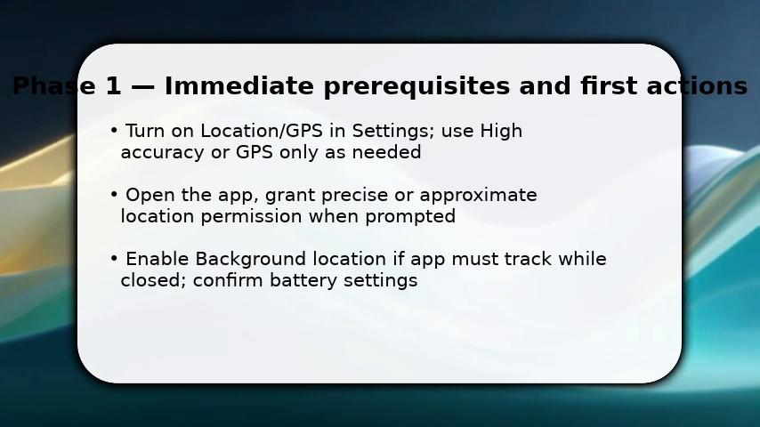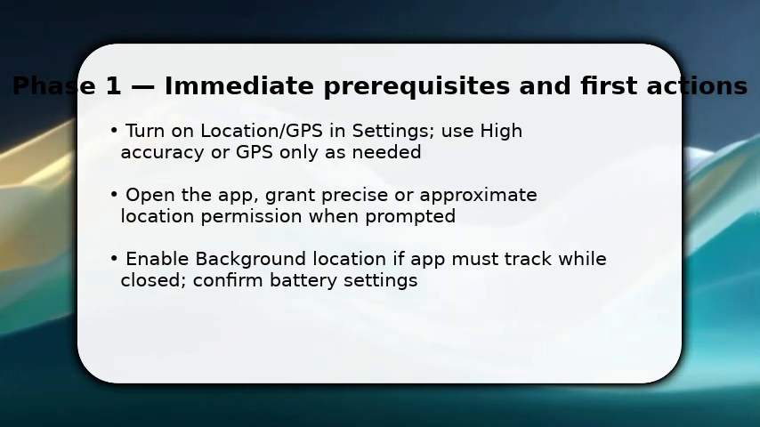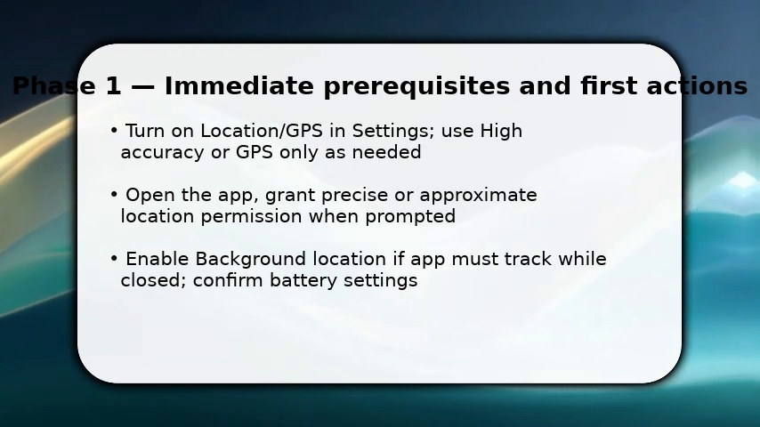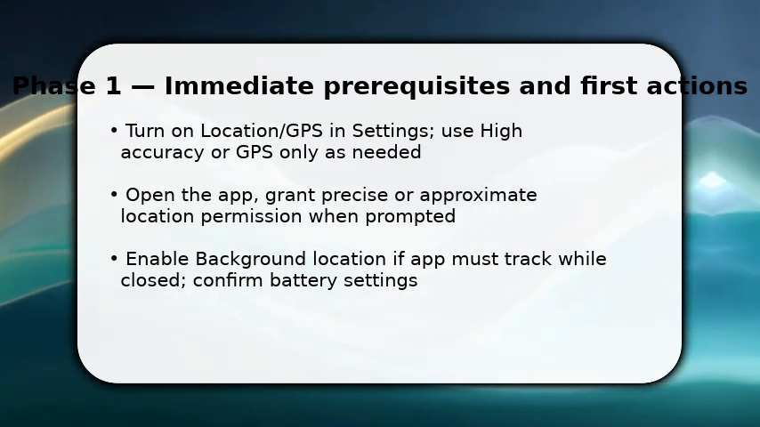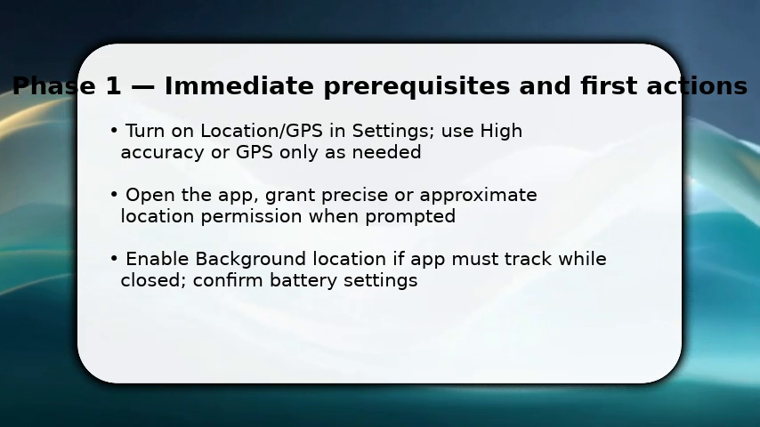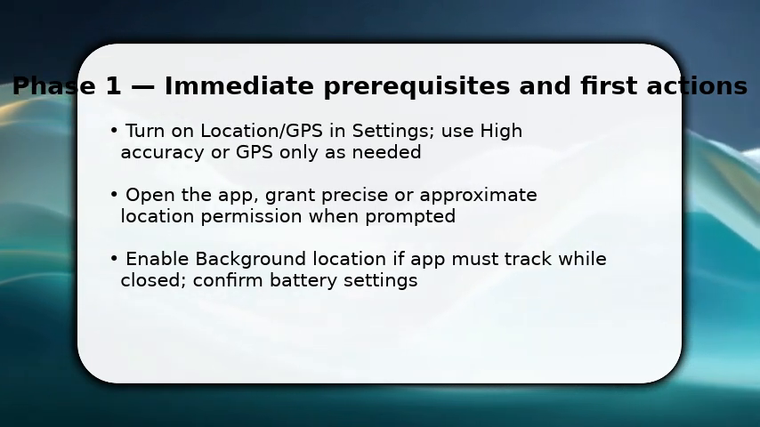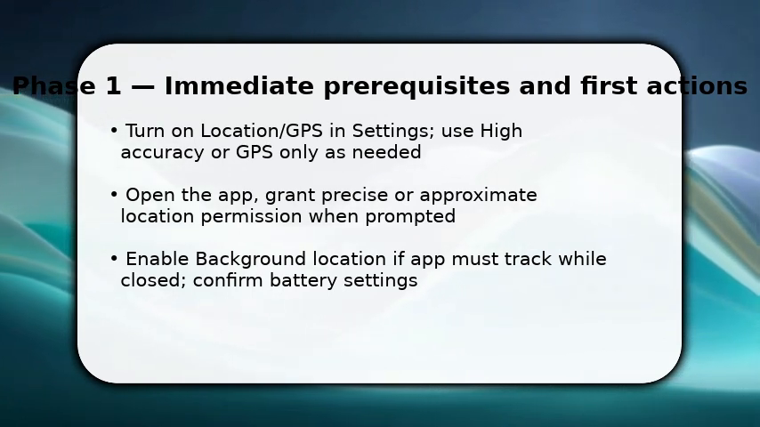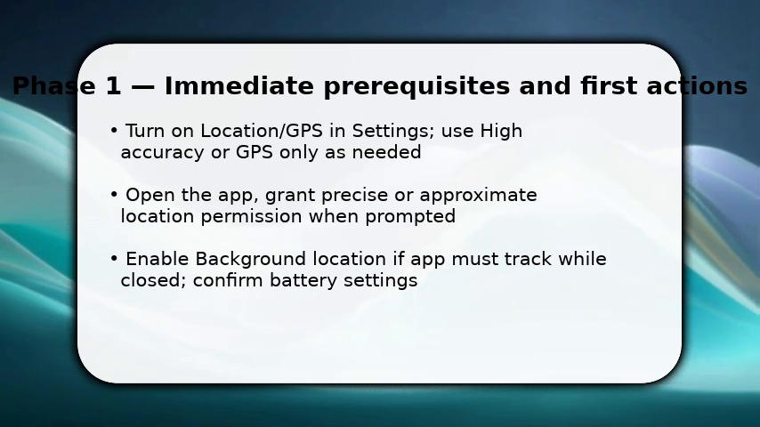Enjoy the video. You start by enabling location and giving the app explicit permission. Do this now. Open Settings, tap Location, and switch GPS or High Accuracy on. Once done, open the app that needs location and choose Precise or Approximate Access. Select Allow while using or Allow all the time if required.